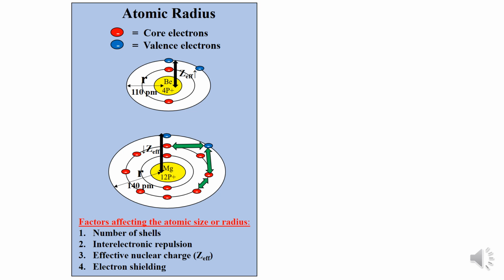and when you compare and contrast beryllium with magnesium atom, you'll find that there is only one shell in case of beryllium with core electrons, while there are two shells in case of magnesium with core electrons. So in case of beryllium, two core electrons shield the nucleus from the outermost valence electron, while in case of magnesium, 10 core electrons shield the nucleus from the outermost valence electron.